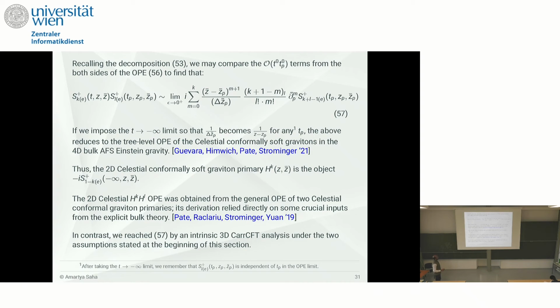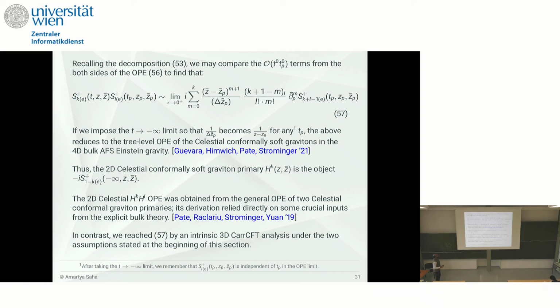And see, there is still this weird quantity, this is still not z minus zp. Now if we explicitly impose t tends to minus infinity, this denominator becomes 1 by z minus zp for any t. So in the t tends to minus infinity limit, we have got the tree-level OPE of the celestial conformally soft gravitons that was derived in this work.